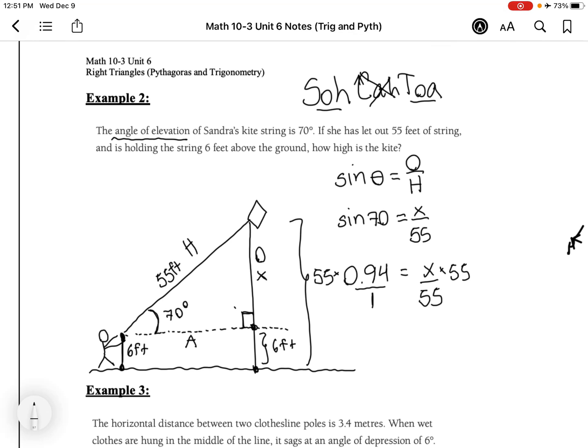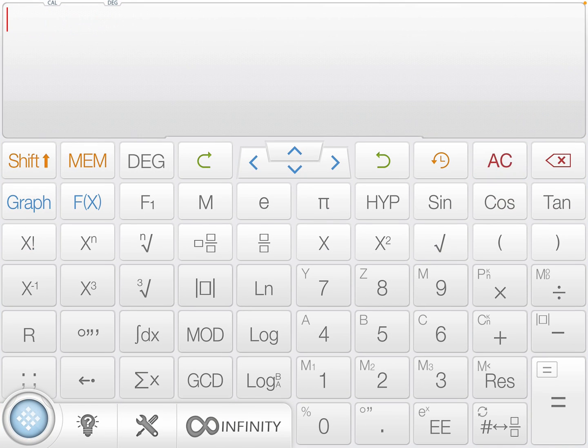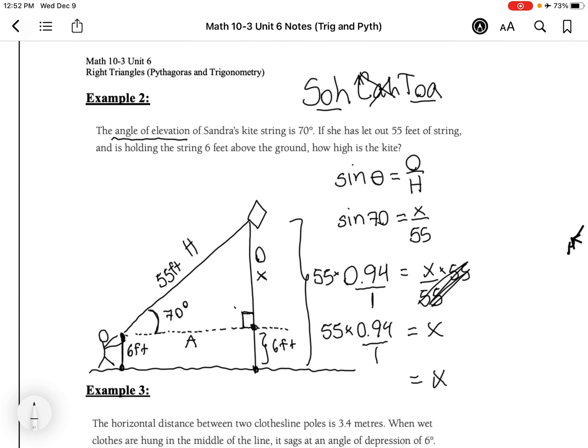Okay, cancel. And I get that x equals 55 times 0.94 divided by 1. And that is... well, let's see, I got to pull out my calculator again. 55 times 0.94 divided by 1, 51.7. Okay, so x is 51.7 feet. Okay, well, remember, that's just this part.